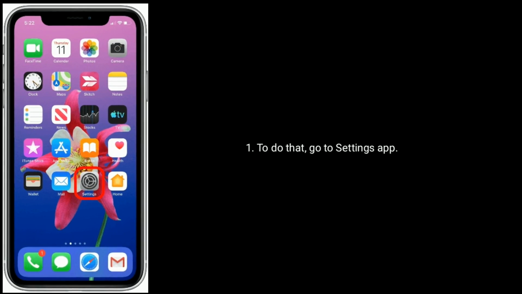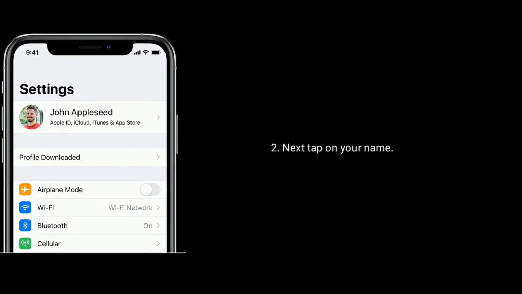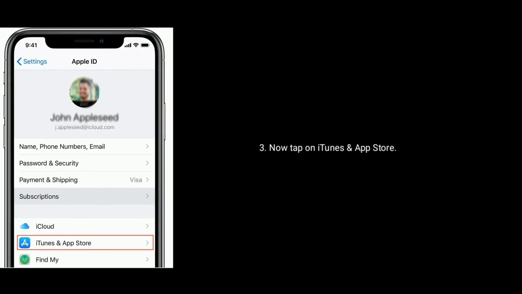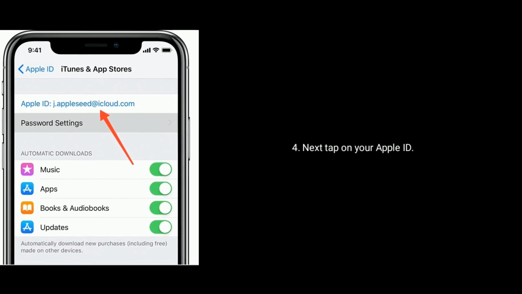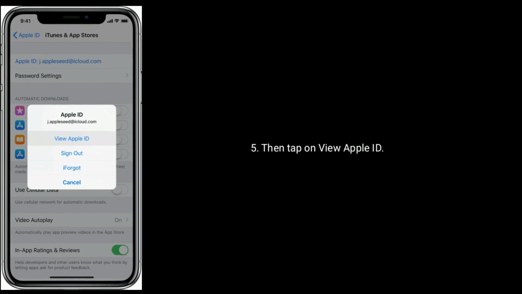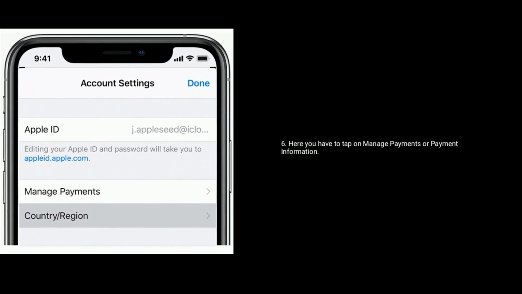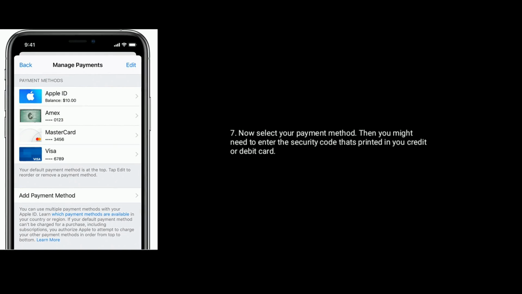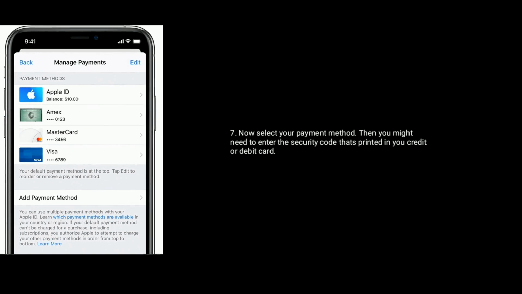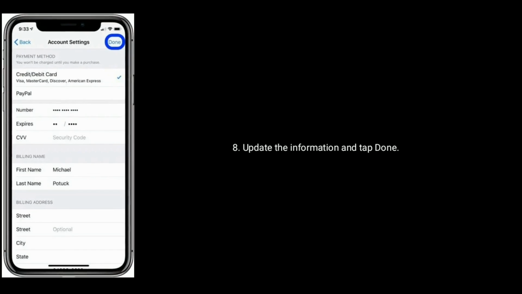To do that, go to the Settings app. Next, tap on your name. Now tap on iTunes and App Store. Next, tap on your Apple ID. Then tap on View Apple ID. Here, you have to tap on Manage Payments or Payment Information. Now select your payment method. Then you might need to enter the security code that's printed on your credit or debit card. Update the information and tap Done.